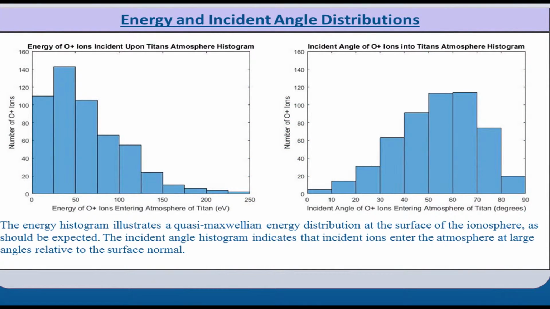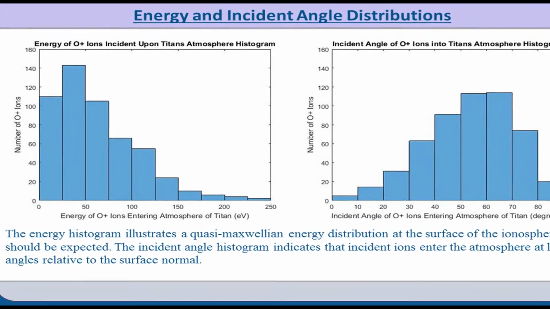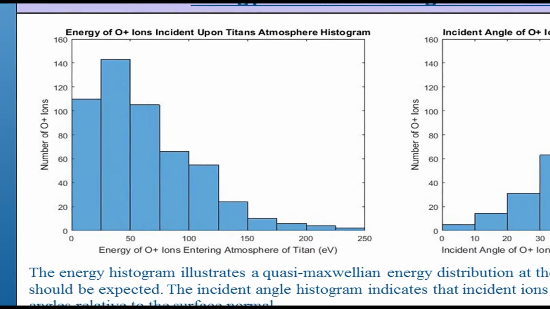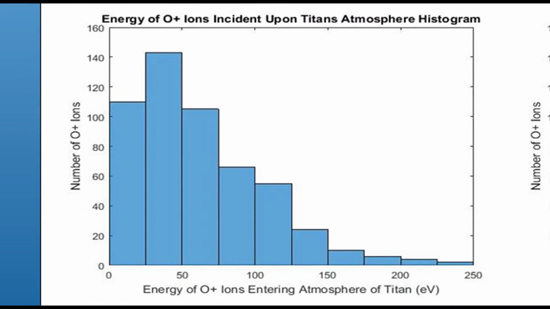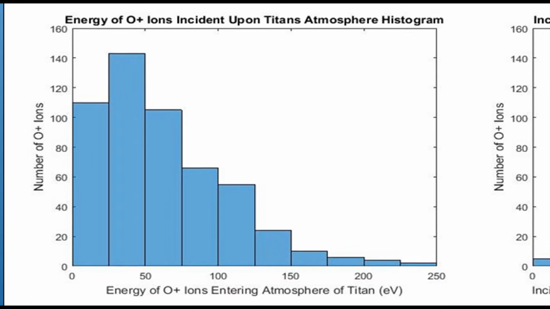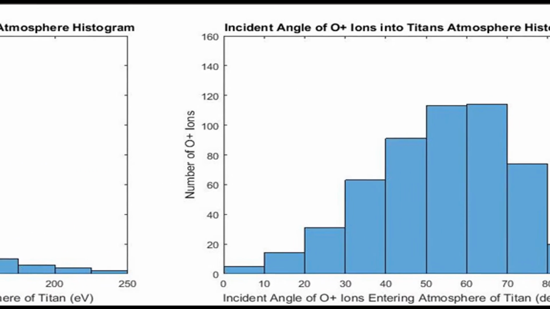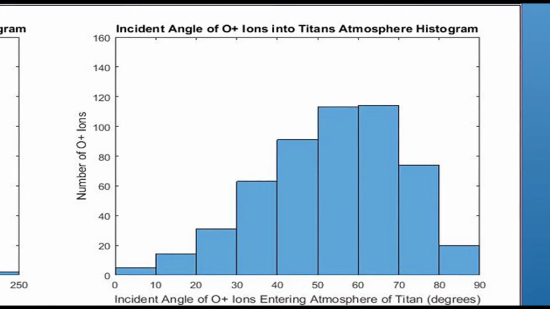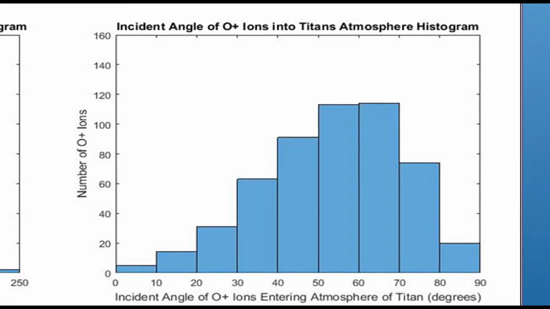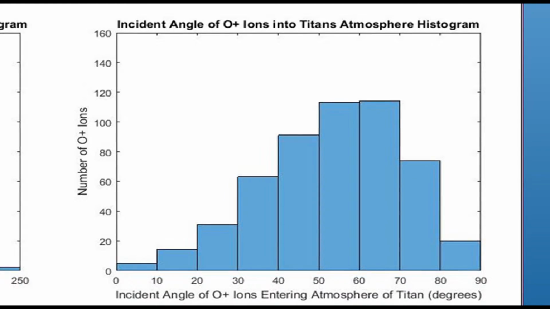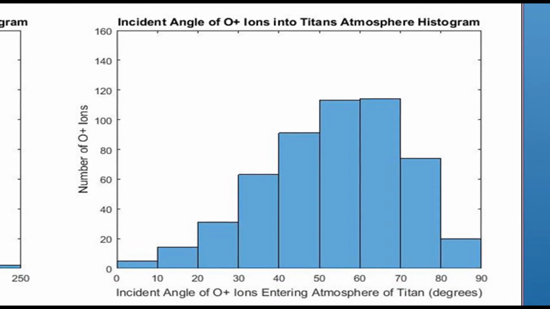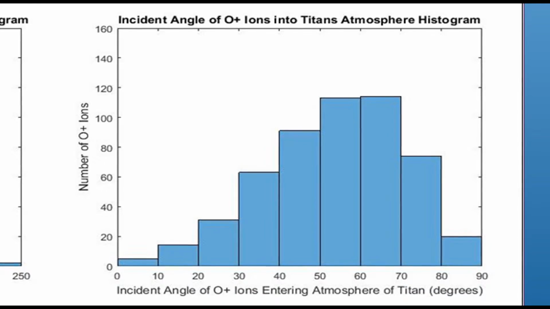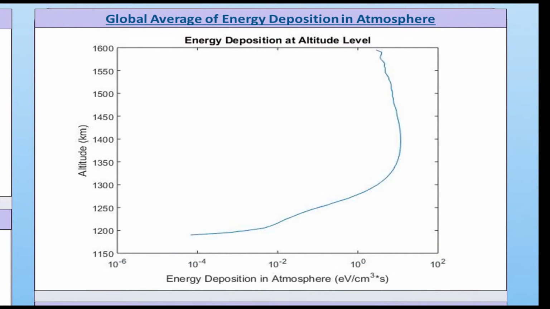From the power flux incident on Titan's exobase, we obtain two histograms. The first, which characterizes incident energy into the atmosphere, shows a quasi-Maxwellian distribution. This is to be expected as we initialized our velocity using a Maxwellian distribution. The second histogram characterizes incident angles into Titan's atmosphere. The graph shows particles enter grazingly, which means the O+ ions deposit less energy than if they were to enter the atmosphere normally.